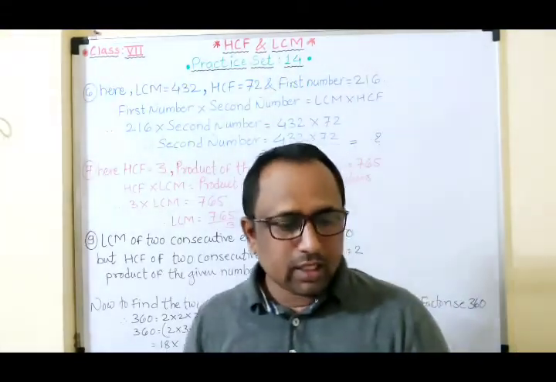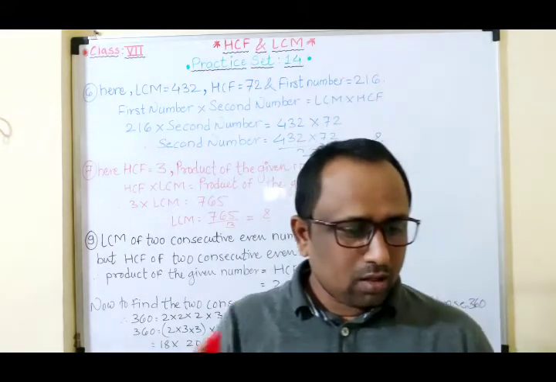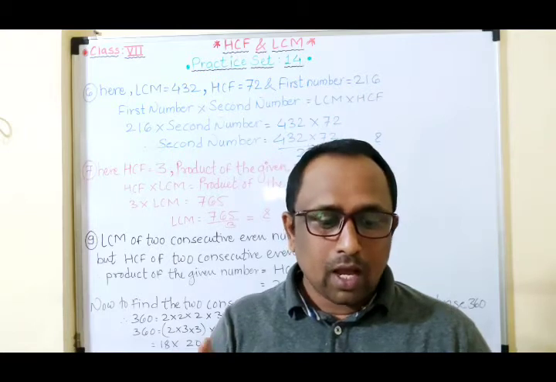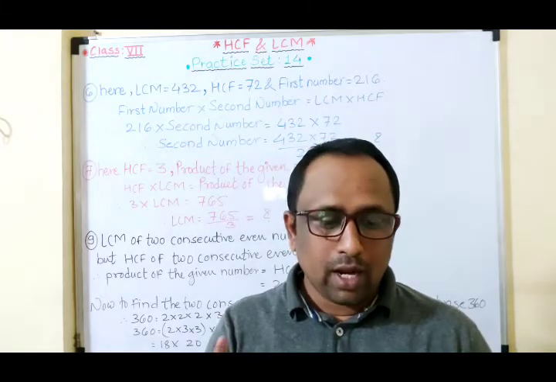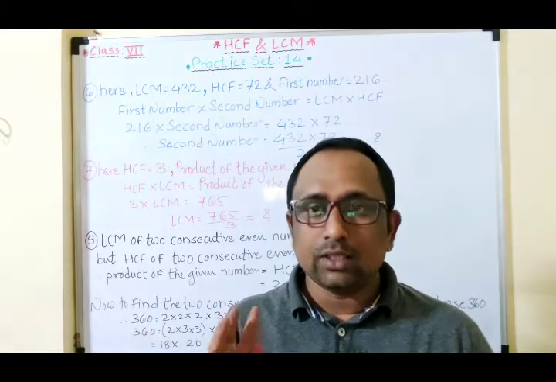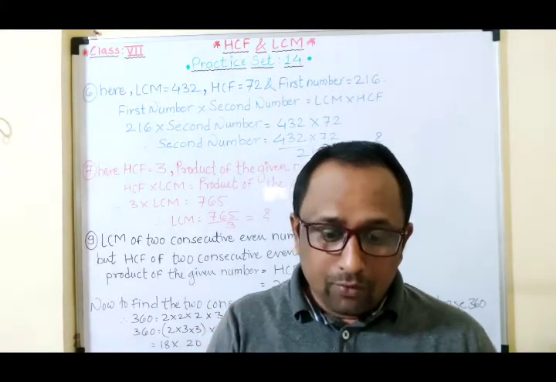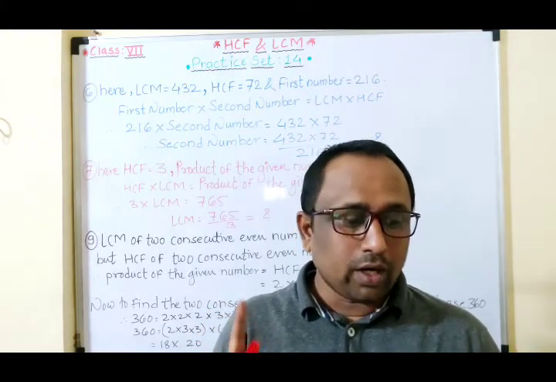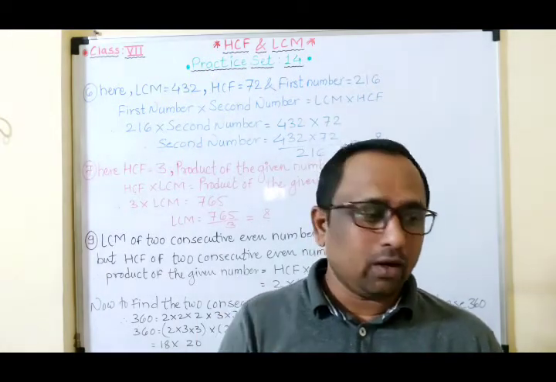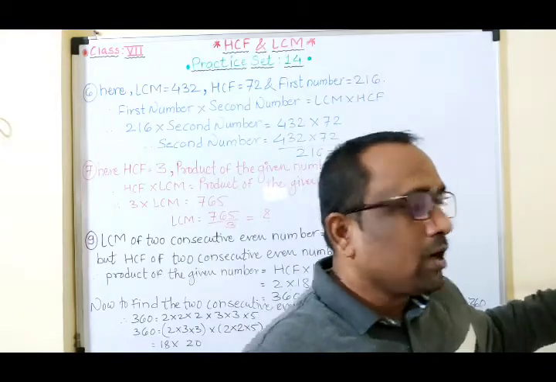Now in the sixth example, I'll read. The LCM and HCF of two numbers are 432 and 72 respectively. It means the LCM and HCF of two numbers are given. If one of the numbers is 216, what is the other? One number is given, we have to find out the other one.